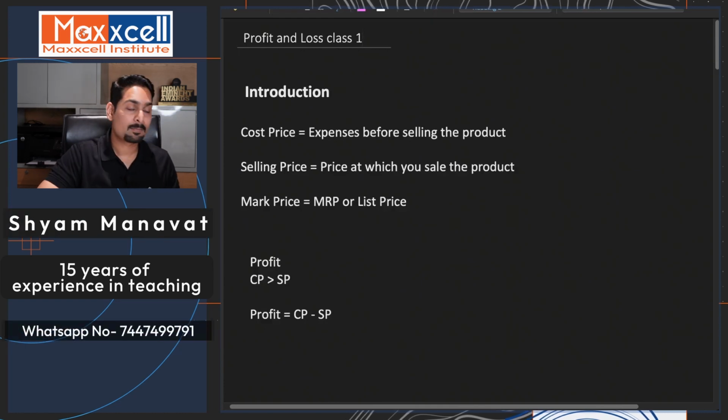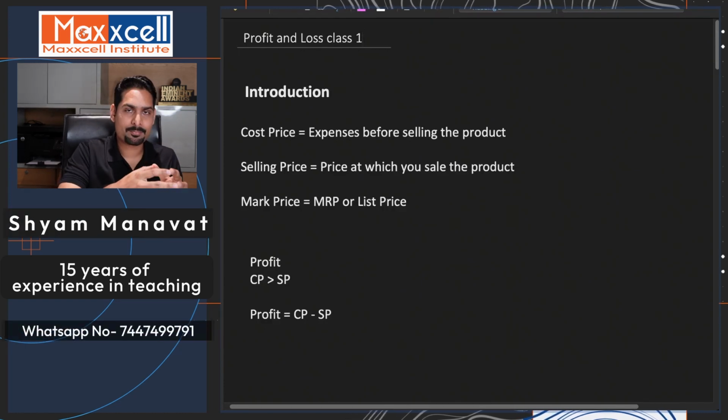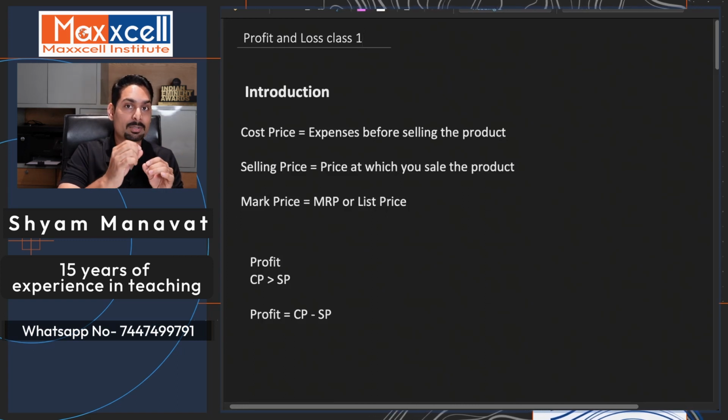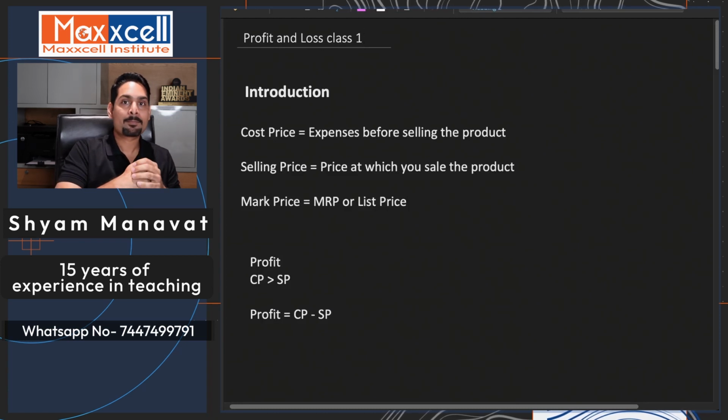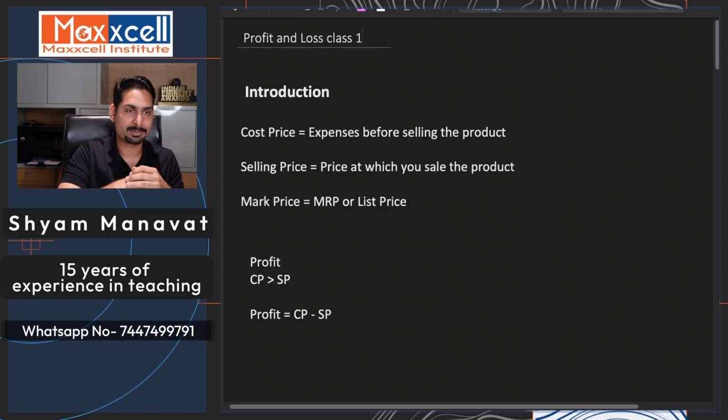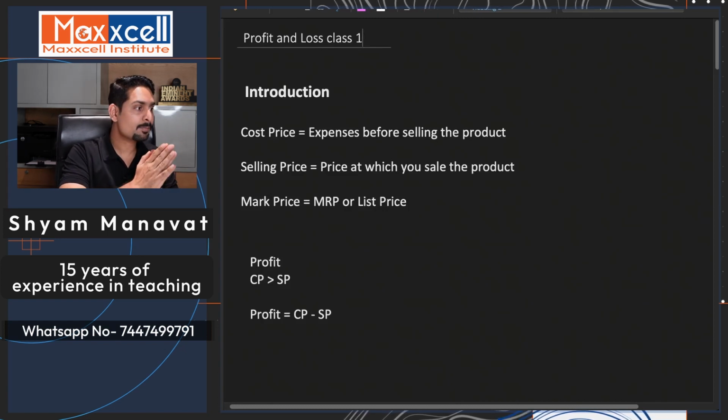Profit and loss is the application of percentage. What is percentage? Percentage is per 100. Everything which we calculate on the basis of 100, that is called percent. This percentage in detail we have discussed in our previous series. In this series we are going to discuss profit and loss.